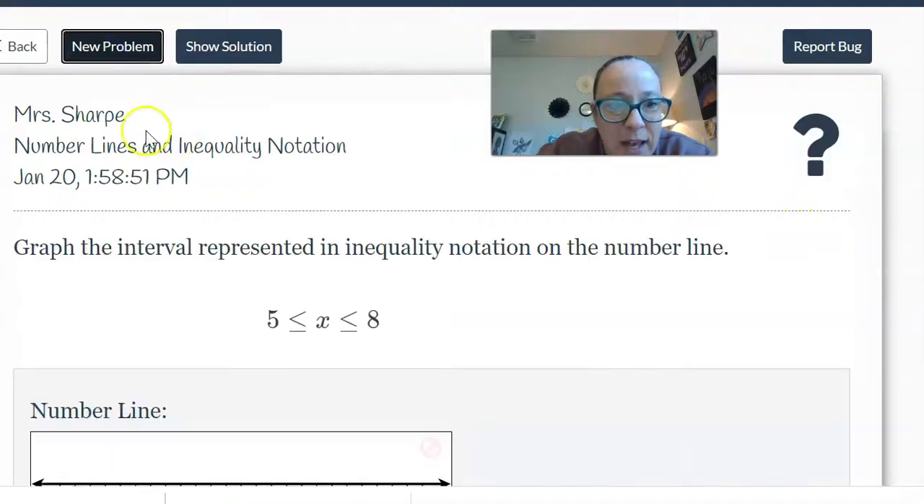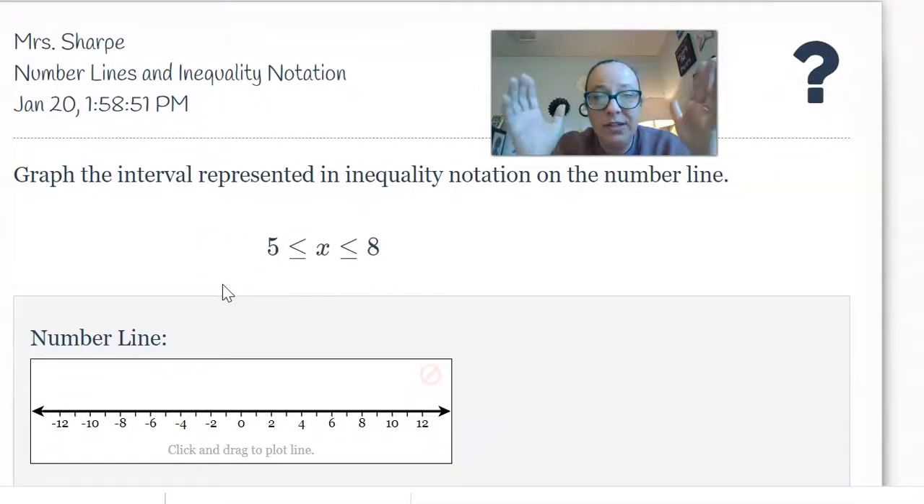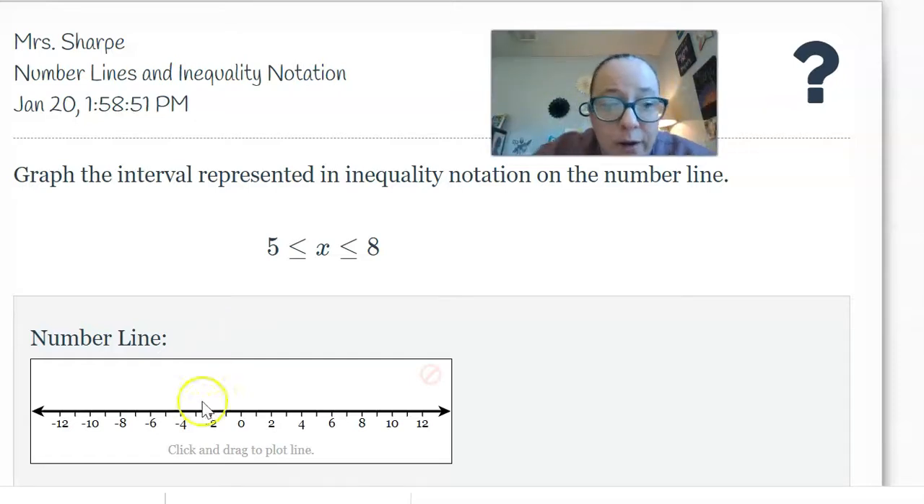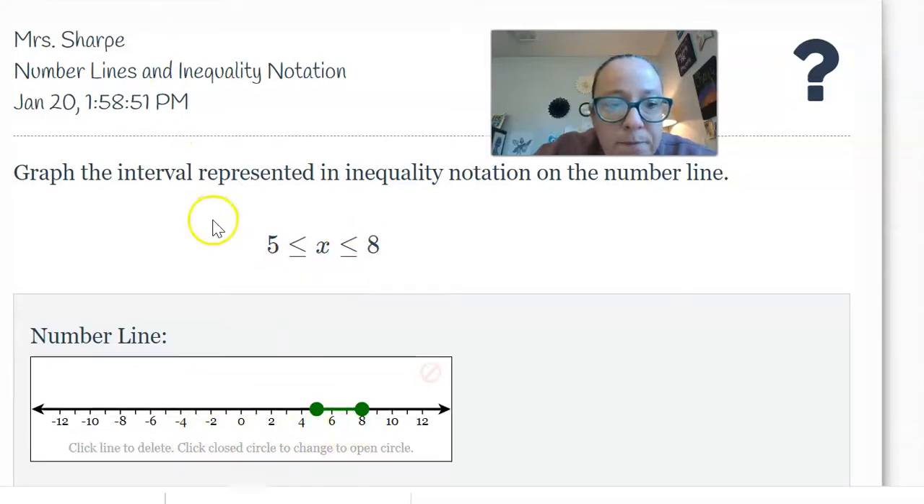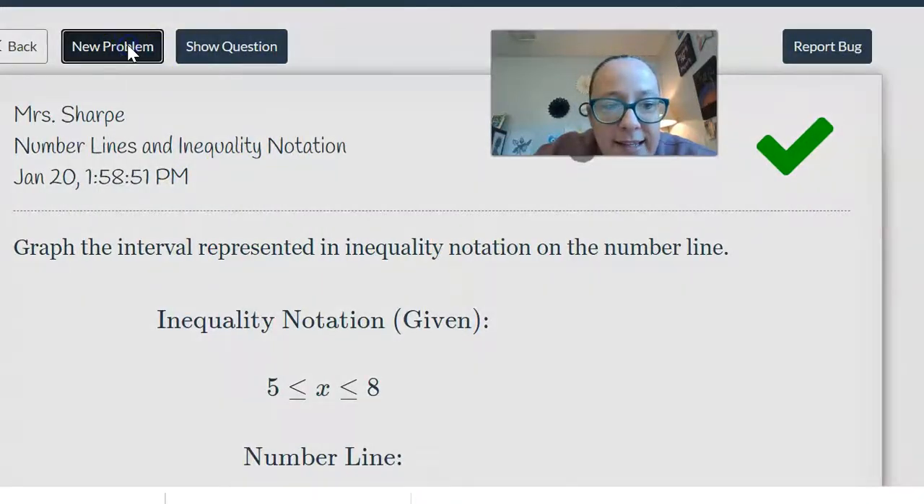Let me see here. Okay, now this one says graph this one on a number line. So this is where the x is in the middle, so it'd be between 5 and 8, not the arrows going away from each other. So I'm going to go to 5, and I'm going to make it go to 8, and these have equal to, so those are closed circles. I submit, fingers crossed, yes.